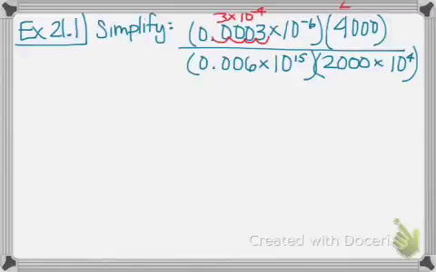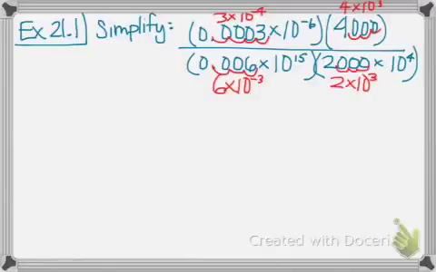So if I look over at 4,000, I know it's going to be 4 times 10, and I know it's a positive number, and I moved it 3 places, so it's going to be 10 to the third power. Okay, 0.006 is going to be a negative, so 6 times 10 to the negative 3. And finally, 2,000 is going to be 2 times 10 to the positive 3, because I moved it 3 places to the left. Now that I have everything in scientific notation, I can take that and simplify it.